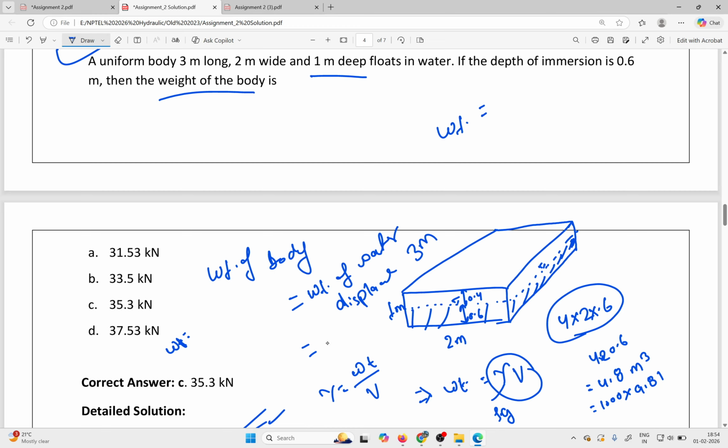So now you can write here 4.8 into 9.81 into 1000. So this is your weight of water displaced. This is your weight of water displaced. So after calculation, whether option B, C is coming right or not?